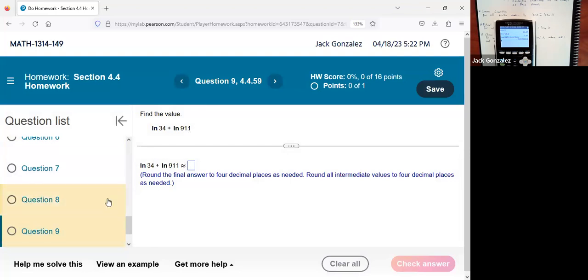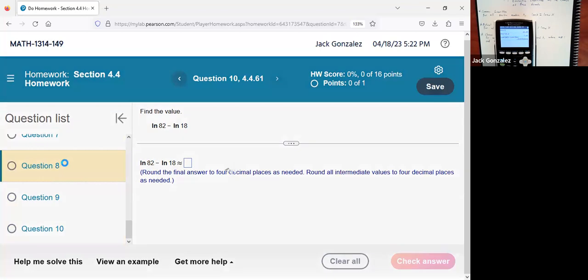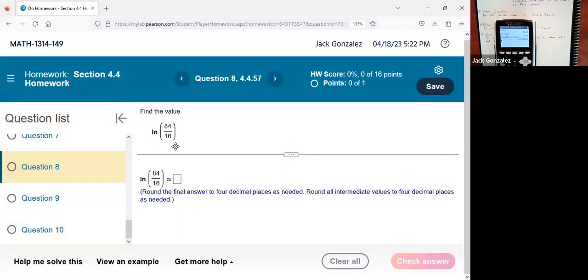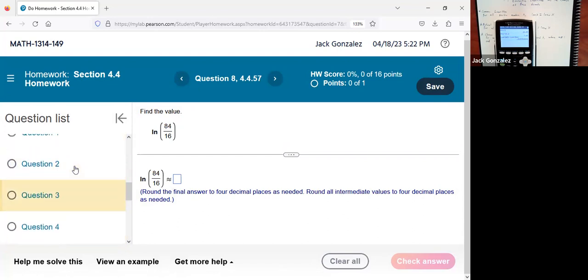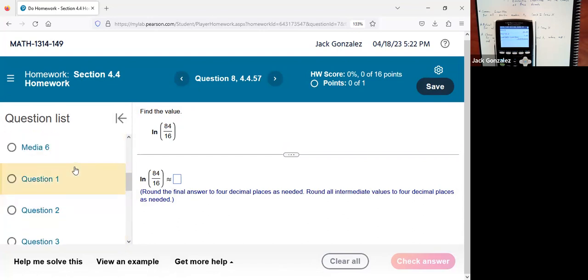See, here's using ln. Pretty basic stuff. Here, use a fraction. Just round correctly and you'll be good. Use this time to work on your homework problems for this section. This is just calculator stuff.